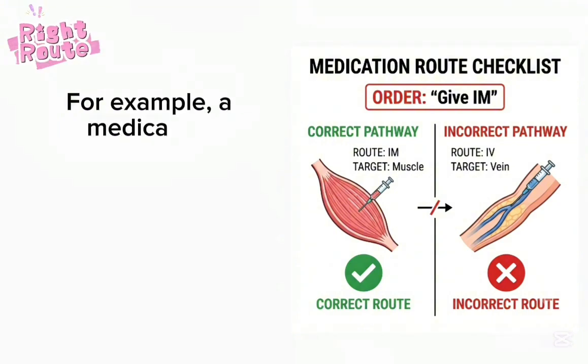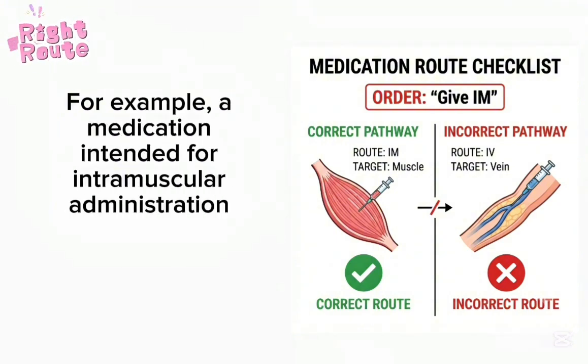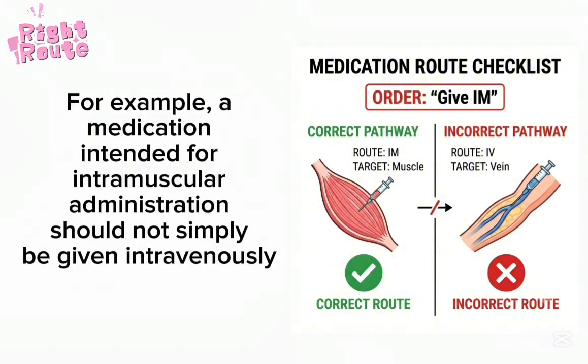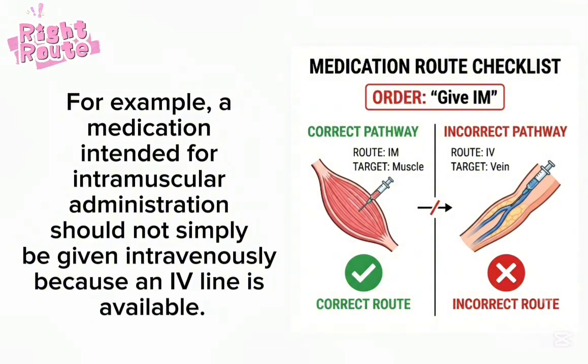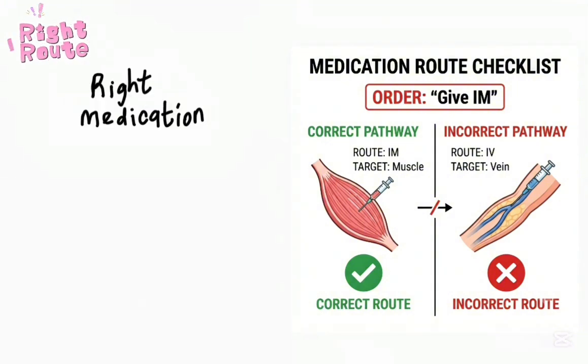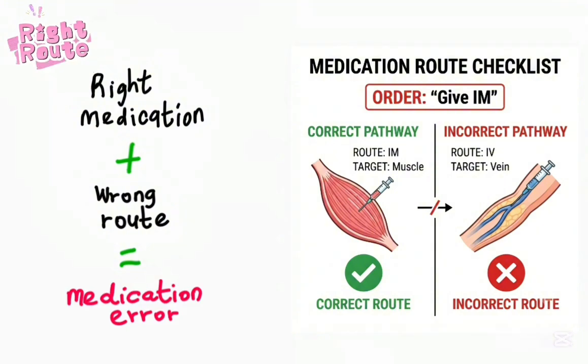For example, a medication intended for intramuscular administration can never be given intravenously. The right medication given by the wrong route is still a medication error and is life-threatening to a patient.